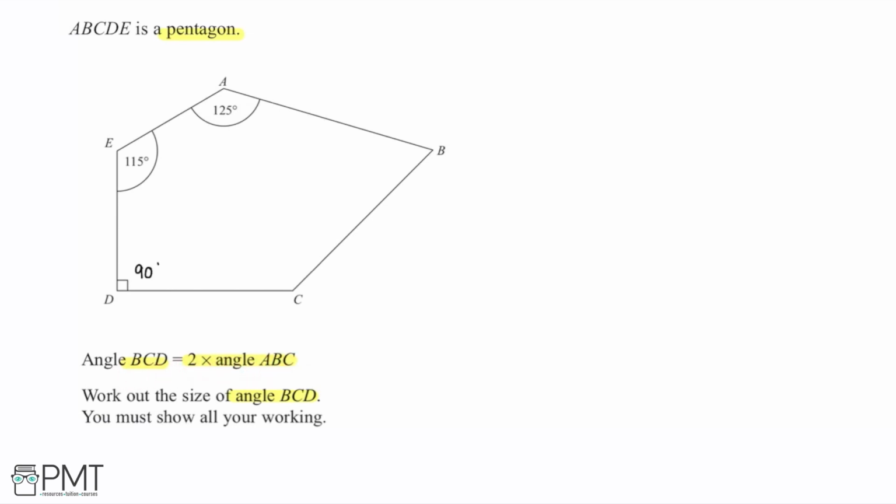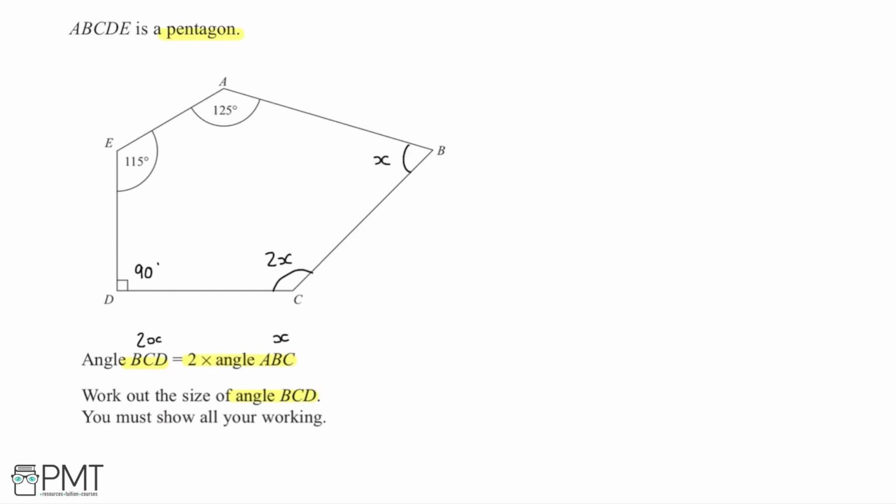I'm told here that angle BCD is equal to 2 times angle ABC. So if I were to give these a name, I could label angle ABC up as x, for example, and then angle BCD is 2 lots of angle ABC, so this is going to be 2x. So then I can just label them up on the diagram. If I look for BCD, this angle here is going to be 2x, and the angle ABC is going to be equal to x. So now I have all of the interior angles labelled up in my pentagon.